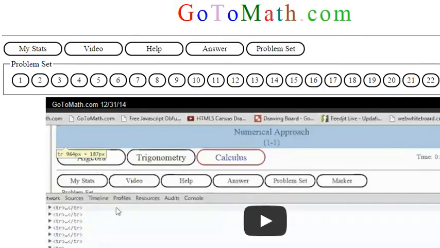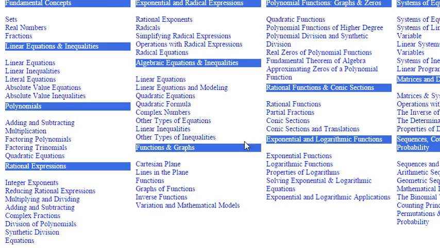Okay, we're going to go to gotomath.com, click on the algebra. We're simplifying radical expressions, and we're going to be looking at 9.2.